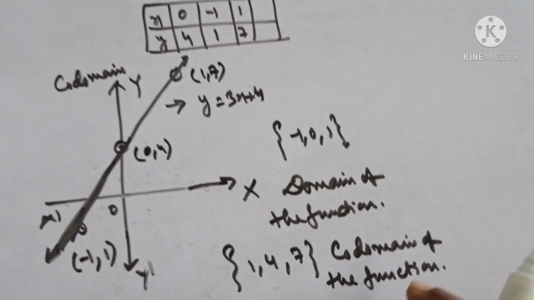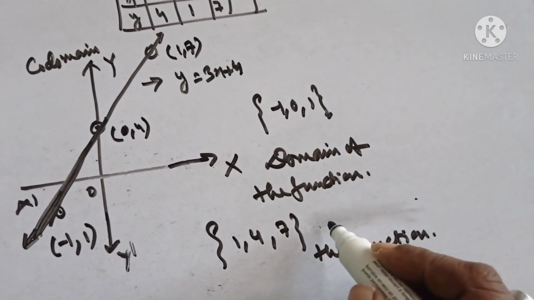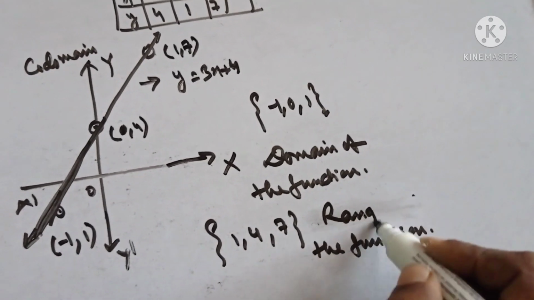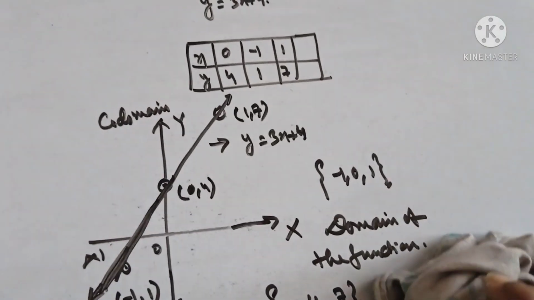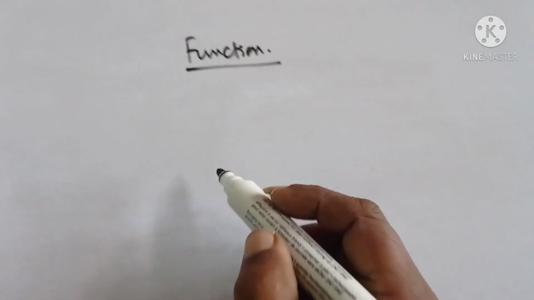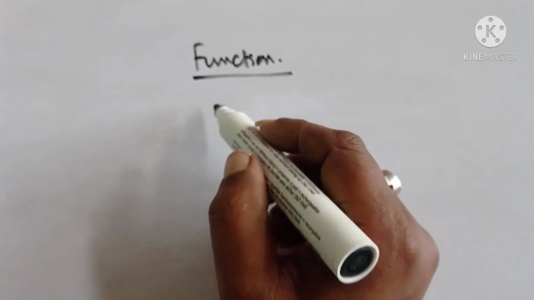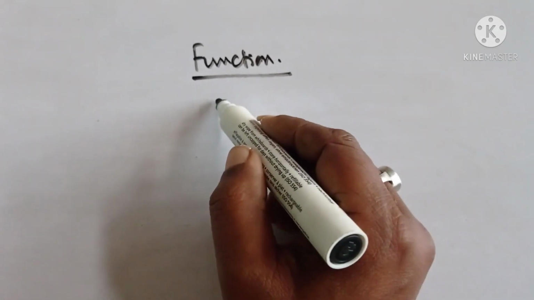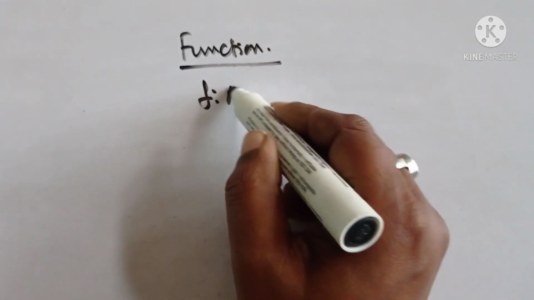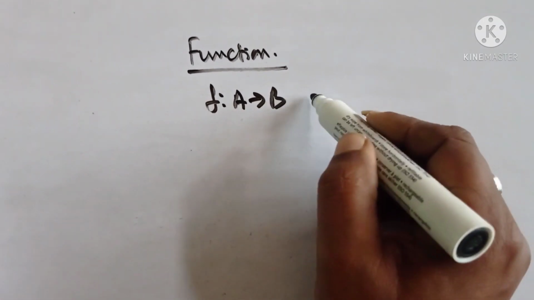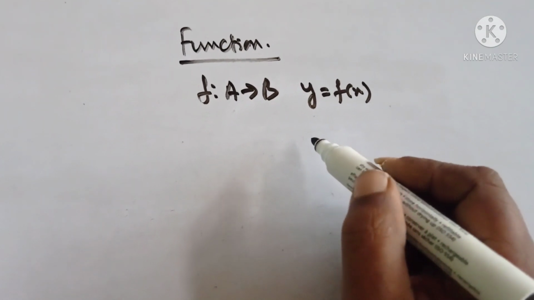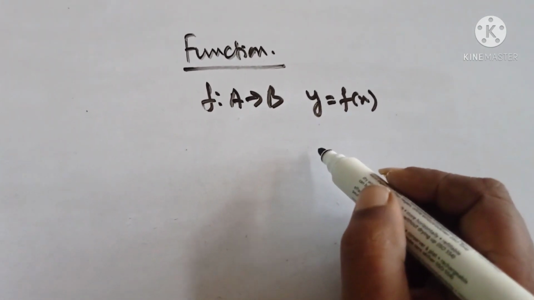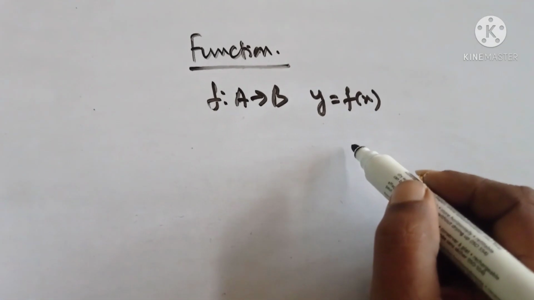Sorry, this is not codomain. We call this the range of the function. This is what it is all about functions. So in class 12, the function has been written like this: f from A to B and y is equal to f(x). This is about the function.